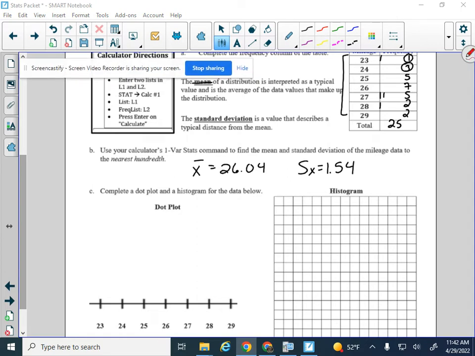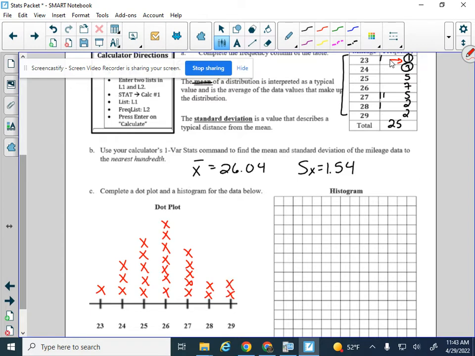So there is 1 23. Okay, there are 3 24s. There are 5 25s. And to the best of my ability, it doesn't have to be perfect, but try to kind of make that even across. 7 26s. It's not totally even. And 5 27s. And then 2 of each of the 28 and the 29. So that's a dot plot.